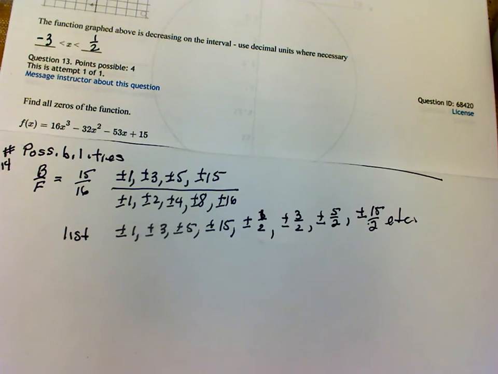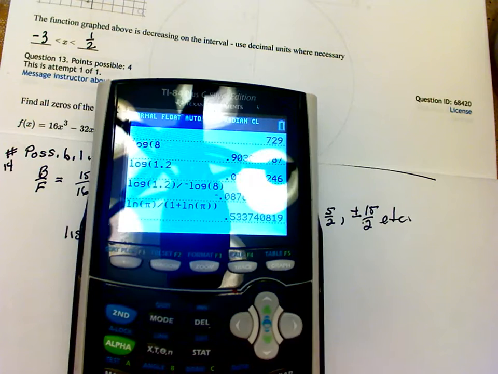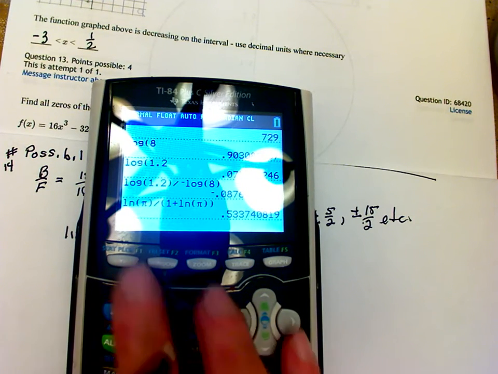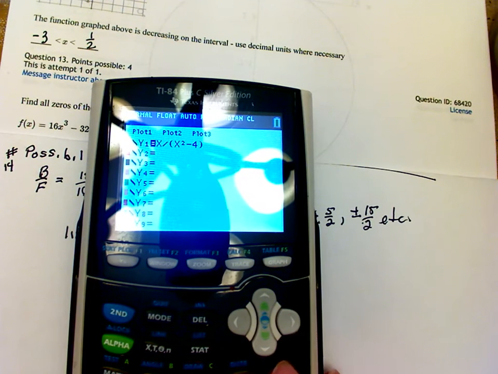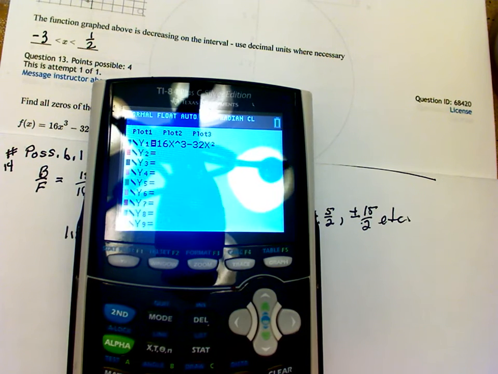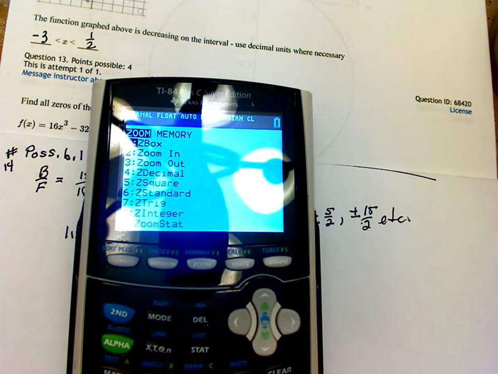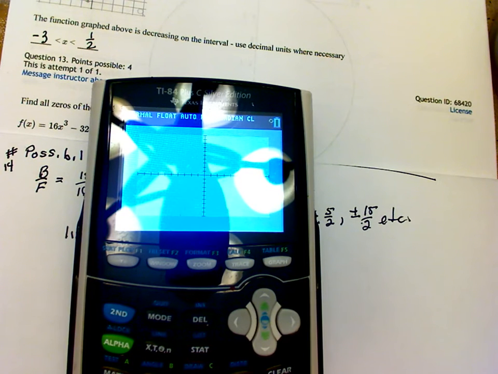So I'm going to take my handy dandy little calculator, and it looks like we've got some shining from my dining room table, but I think we still can see it. And under the y equal menu, I'm going to put 16x cubed minus 32x squared minus 53x plus 15. And then I'm going to do a zoom standard or a zoom 6. See if I can get in my graphing window.